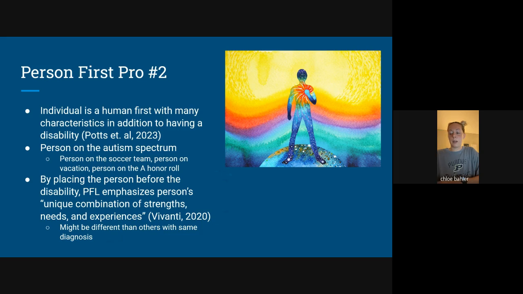Two common ones are person with autism and person on the autism spectrum. Person on the autism spectrum is actually the most preferred style, as it is typically associated more positively, like person on the soccer team, person on vacation, or person on the A honor roll. It states that they are a member of a group of people. By placing the person before the disability, person-first language emphasizes the unique combination of strengths, needs, and experiences that might be different than others with the same diagnosis.